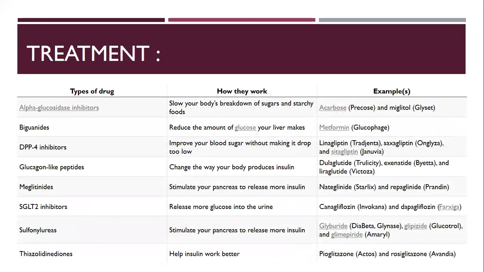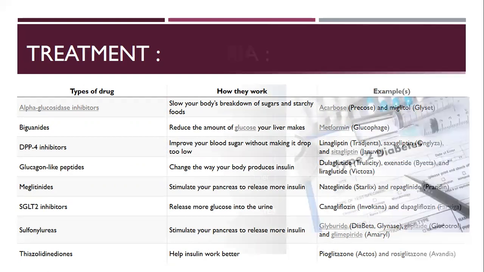When we need to treat diabetes with hypoglycemic drugs, we should know the mechanism of action of those drugs and the type of drug we are using, depending upon the condition of the diabetic patient. There are many types of drugs given in the chart, like biguanides, which act by reducing the amount of glucose made by the liver. Similarly, sulfonylureas stimulate our pancreas to release more insulin, and glucagon-like peptide changes the way our body produces insulin. So by knowing their actions, we will suggest the drug that should be given to the diabetic patient according to the requirement.